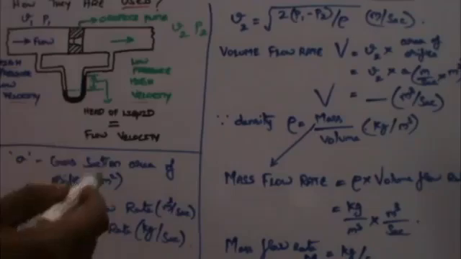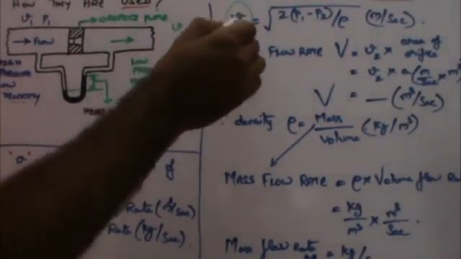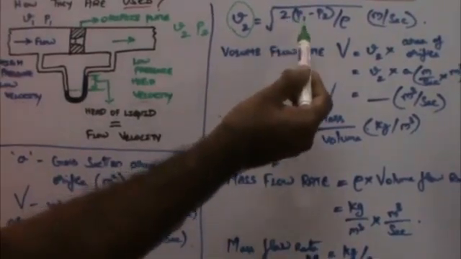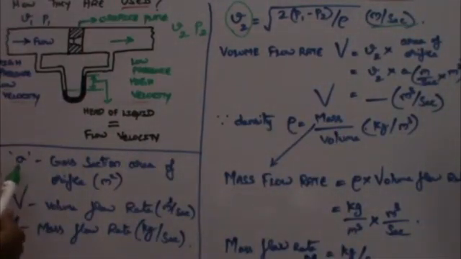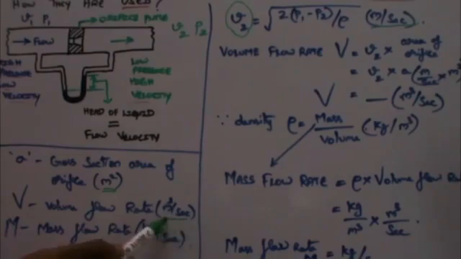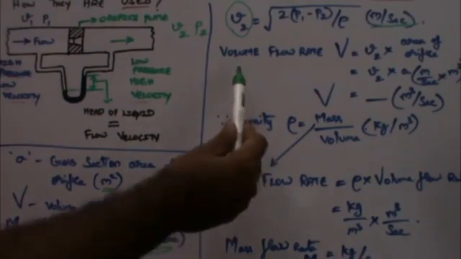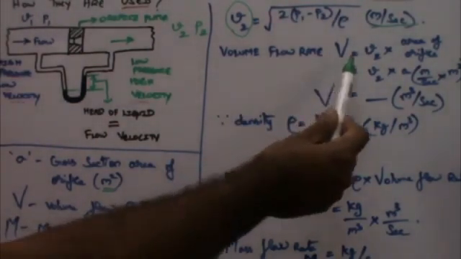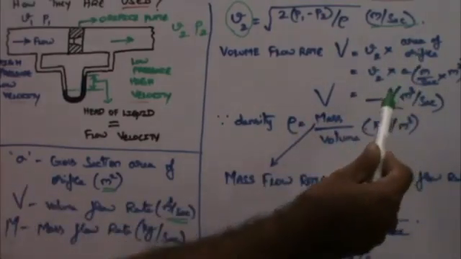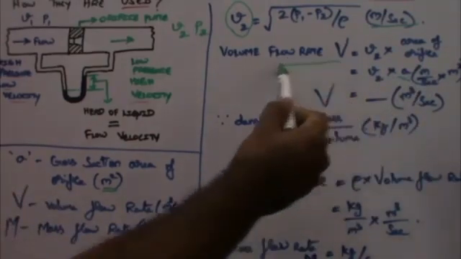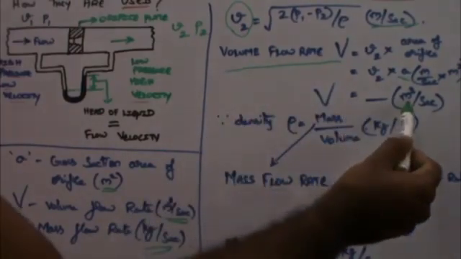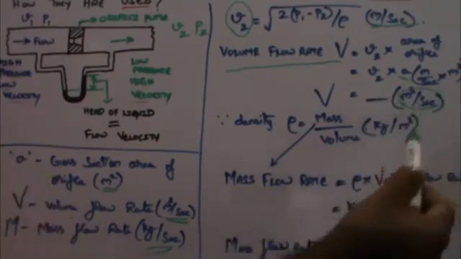Alright, we have arrived at a point where we know the fluid flow velocity V2 is the square root of 2 multiplied by (P1 minus P2) by rho, and meters per second is the unit. Now let us assume A is the cross-section area of the orifice in meter square, V is the volume flow rate in meter cube per second, and M is the mass flow rate in kilogram per second. Since the volume flow rate V is equal to V2 into the area of the orifice, we substitute that. With the area of the orifice as A, V2 multiplied by A gives the volume flow rate of the fluid, and the unit is meter cube per second.